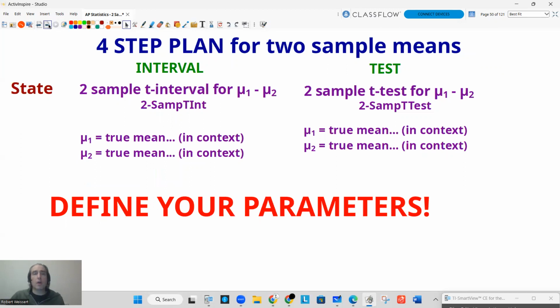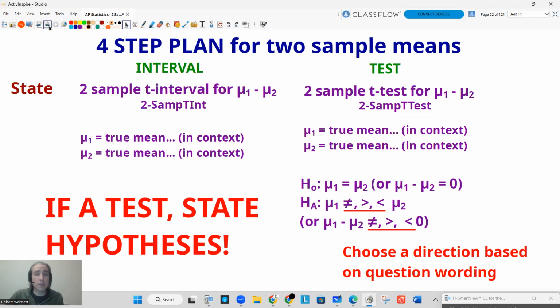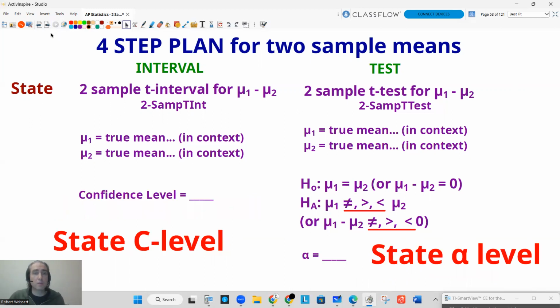Make sure that you define your parameters. What is mu1? What is mu2? Do that in context of the problem. If it's a test, state your hypotheses. For the null, it's always going to be mu1 equals mu2, or that the difference is 0. And for the alternative, it's either going to be not equal, greater than, or less than, depending on the problem, so read the question carefully to determine that. And finally, make sure that you state your confidence level and your alpha level, especially if they aren't given to you in the problem.